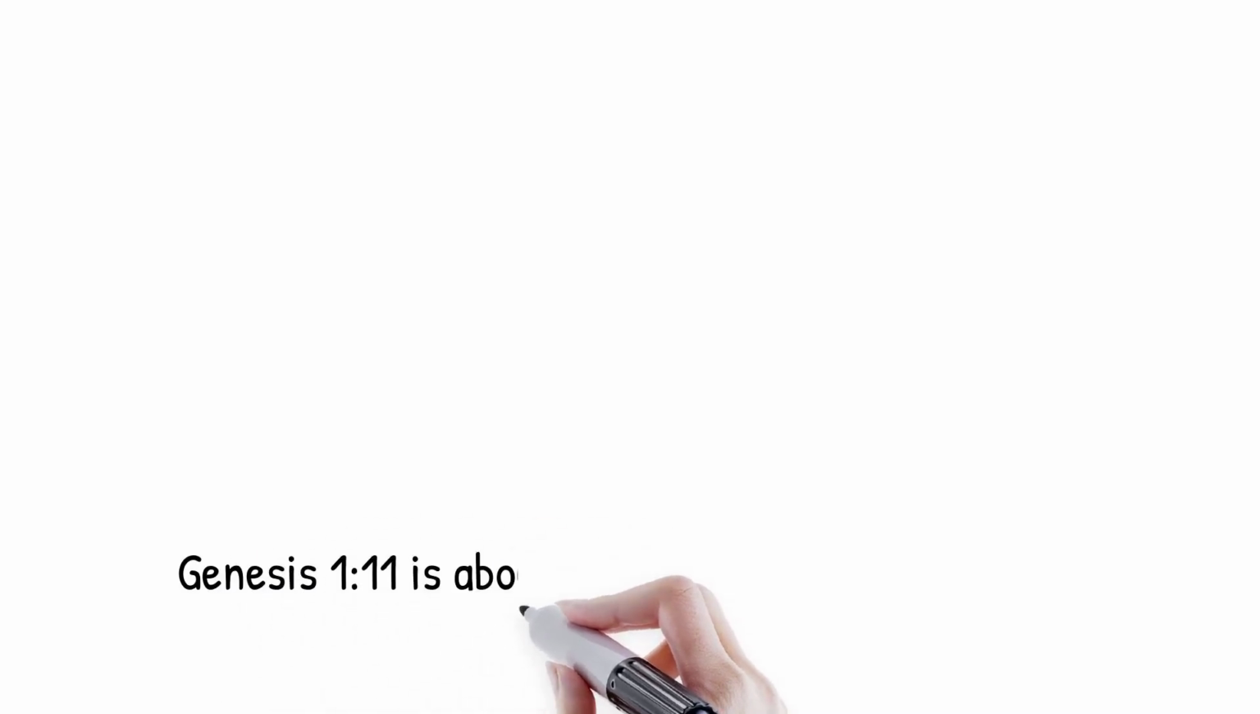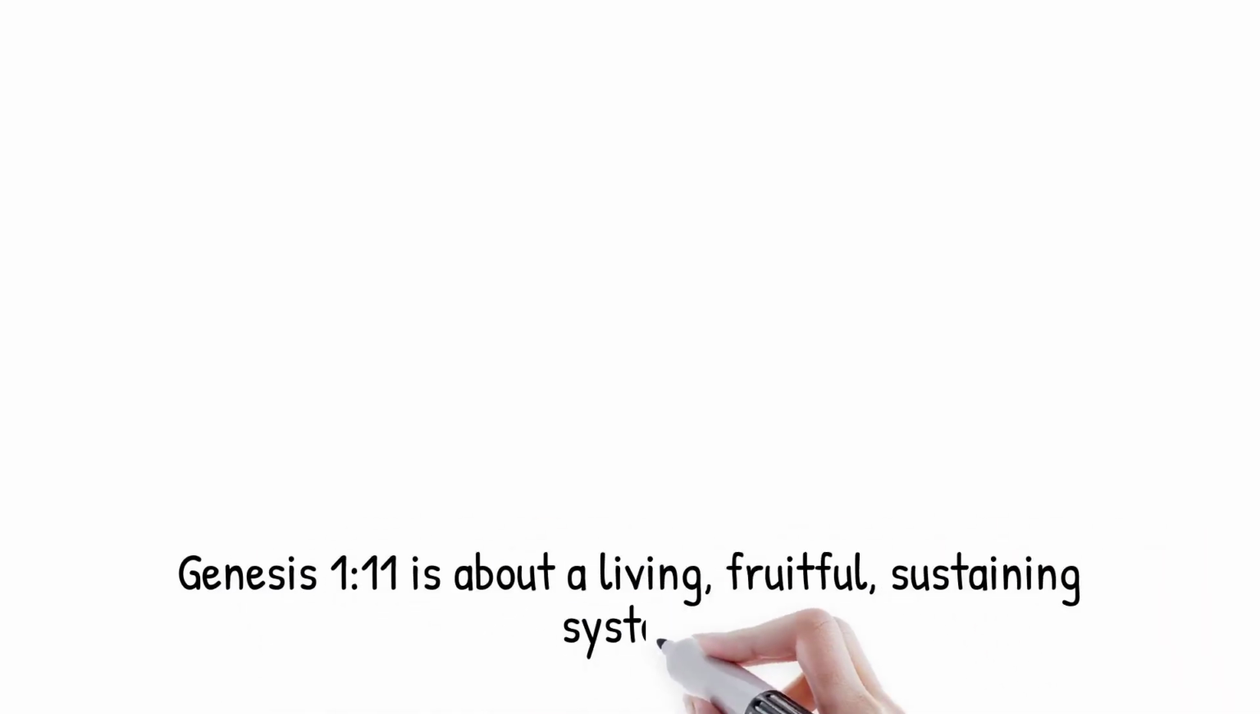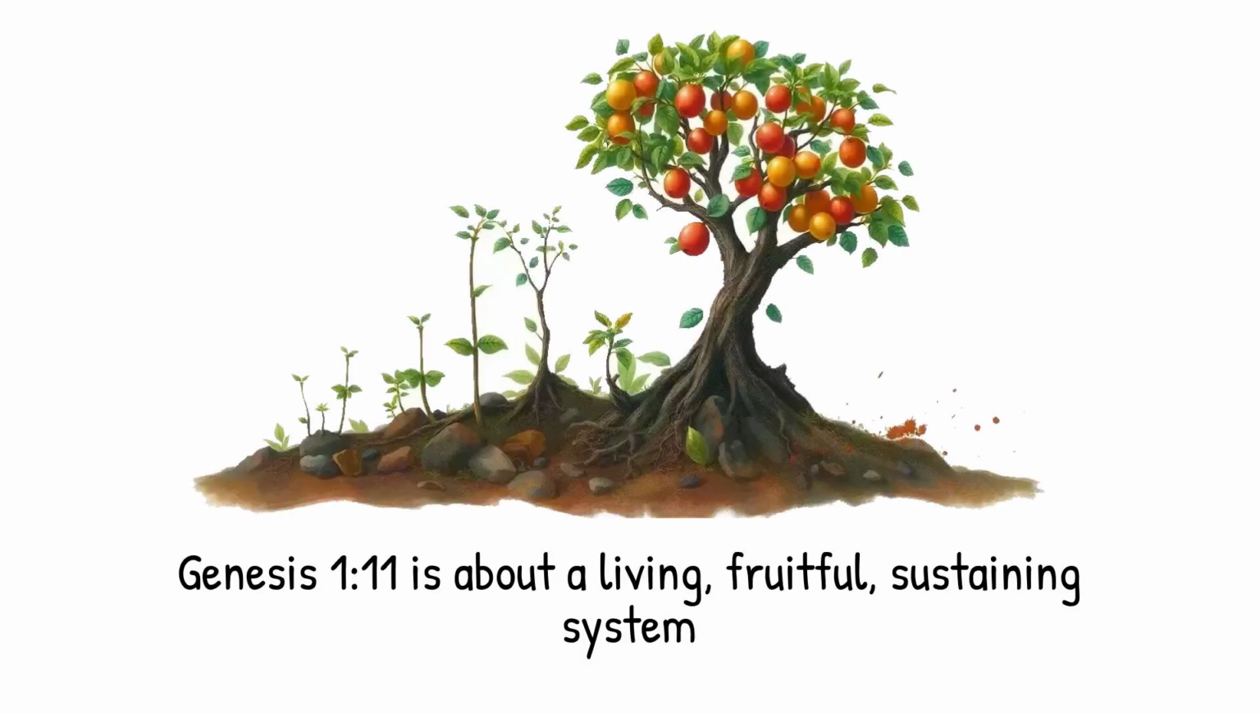So Genesis 1:11 is not just about plants appearing. It is about God setting up a living, fruitful, orderly system that will sustain His world generation after generation, providing everything needed for ongoing life and future growth.